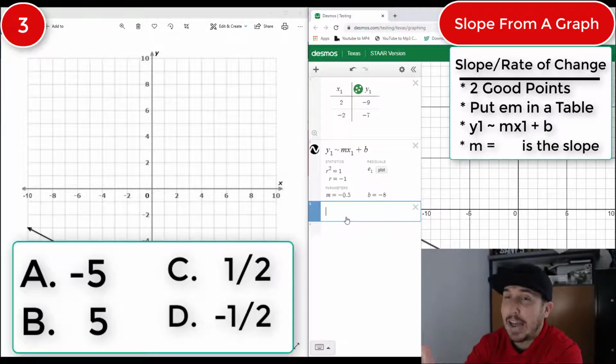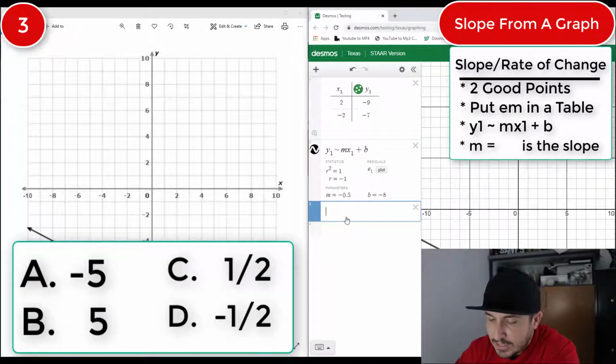Well, we don't even have that as a choice. Choice A says -5. So does this say -5? No, this says -0.5. So it is not choice A.